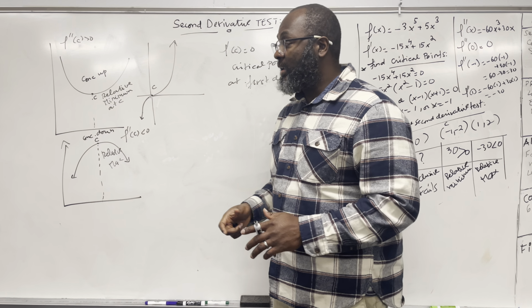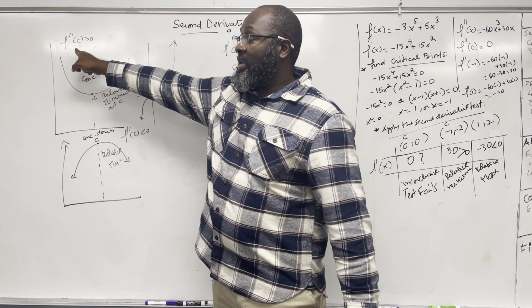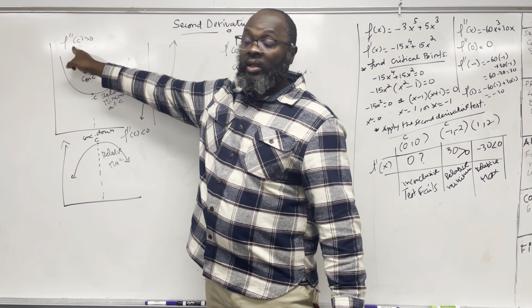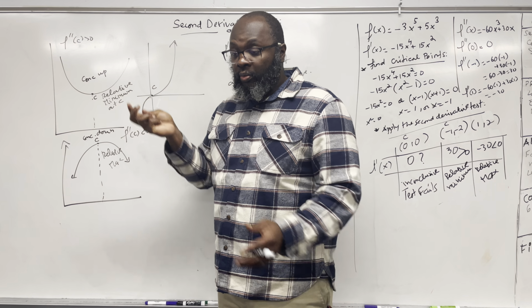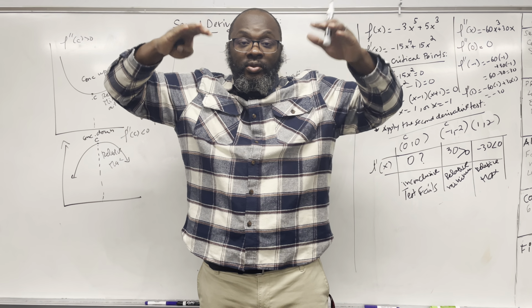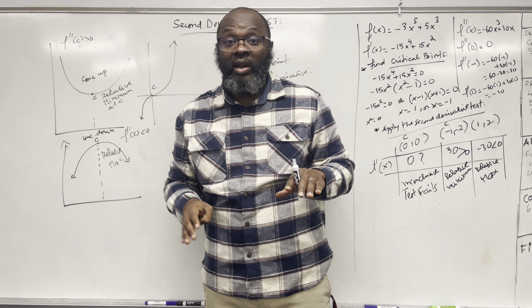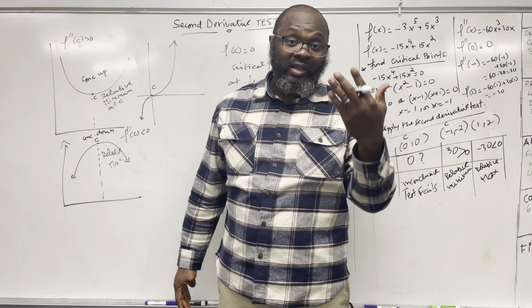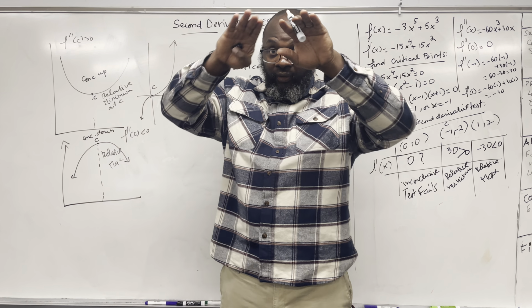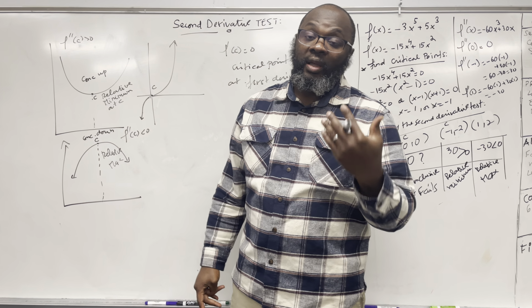So the concavity is basically when the second derivative is positive, right? You have a concavity that's going up, which means the function is doing this. So the function has a relative minimum, and then when the concavity is down, which means when the second derivative is negative, then the function is going down, you have a relative max.